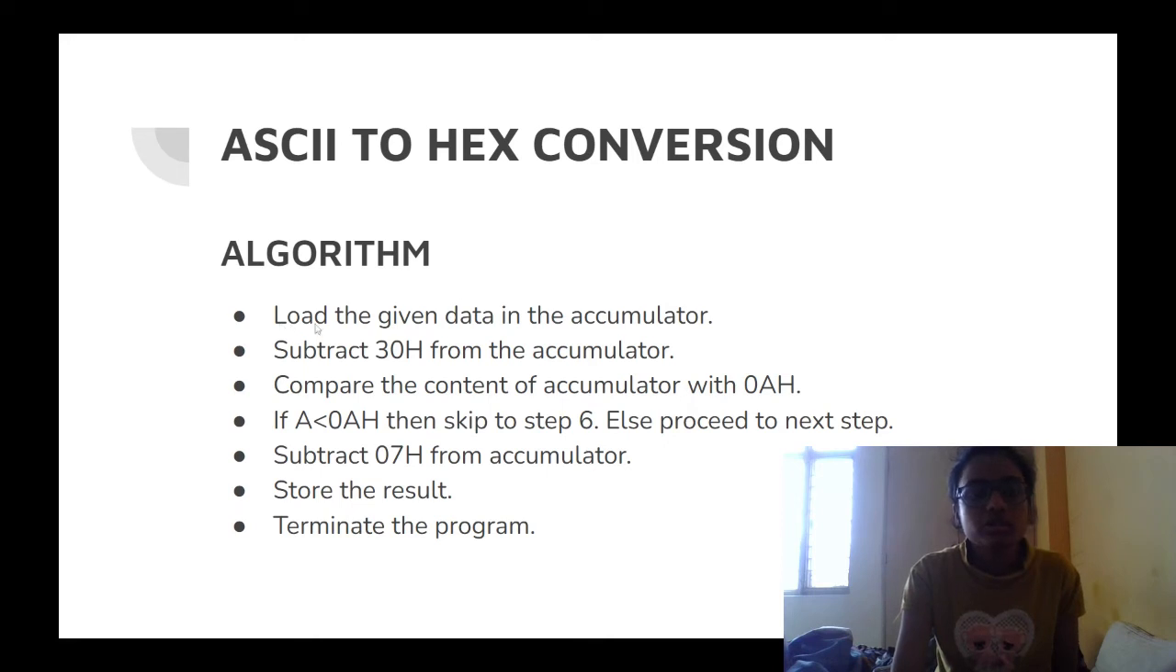First of all, the given ASCII code is loaded in the accumulator. Then 30 is subtracted from it, and then it is compared with 0A. And if the content in the accumulator is less than A, then it is stored at a specific memory location, and if it is equal to or greater than A, then 7 is subtracted from it, and then it is stored into a memory location, and then the program is terminated.